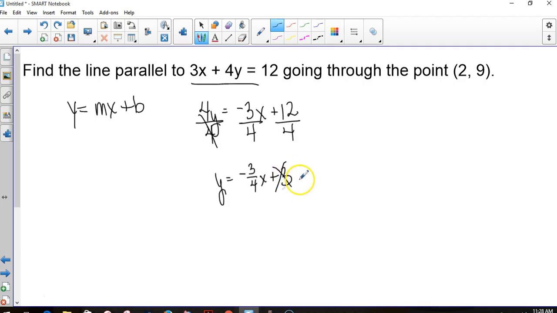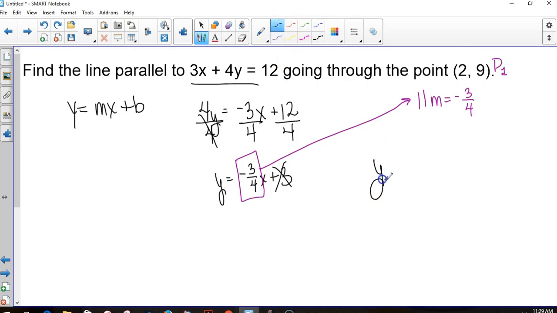And we really don't care about the 3. All we really care about is that the slope is negative 3/4. So now I have my parallel slope, the negative 3/4, and I have the point on the line. And I use my favorite method. I'll use y equals mx plus b again, to find the equation of the line that's parallel to the given line, but going through the point (2, 9).